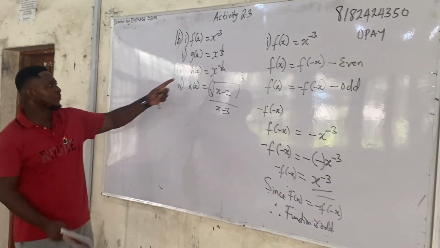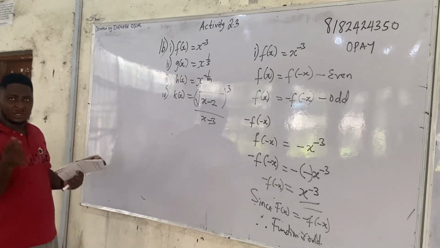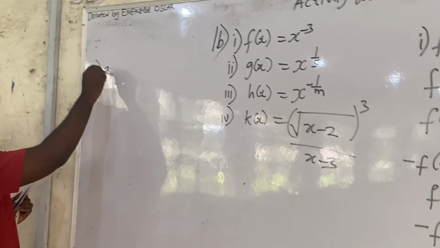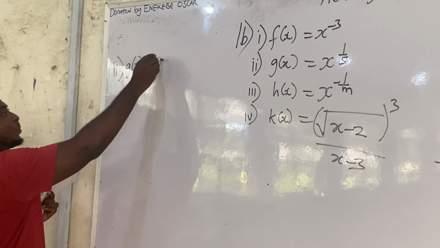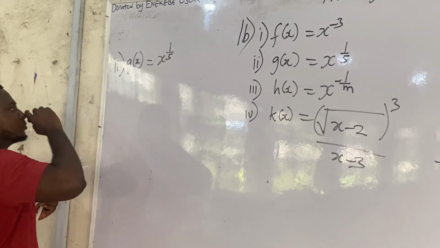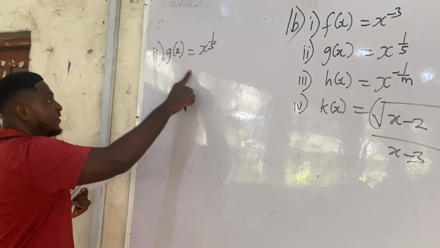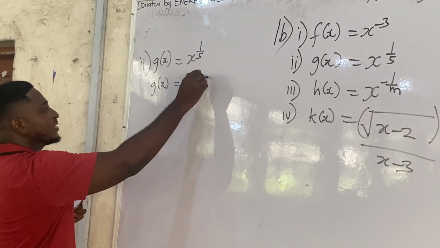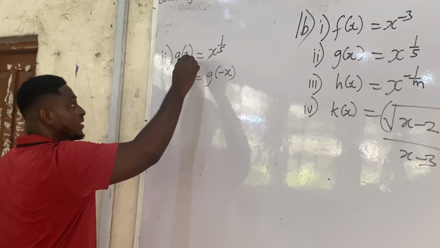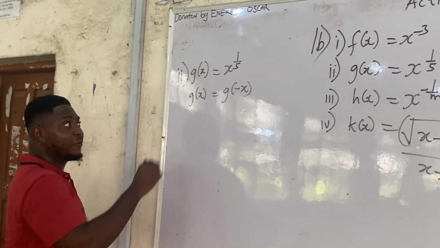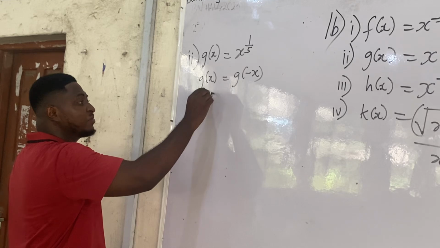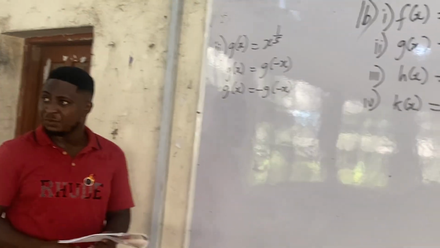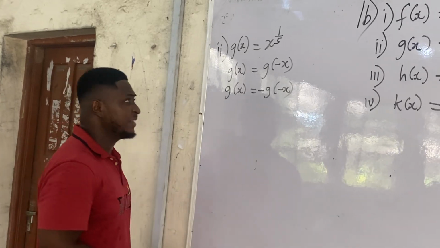So that's what you still do for this one, I. For I, you have g of x equals x raised to power 1 over 5. For this function to be even, g of x must be equal to g of minus x. For a function to be odd, g of x must be equal to minus g of minus x. Let's check if it is even first of all.